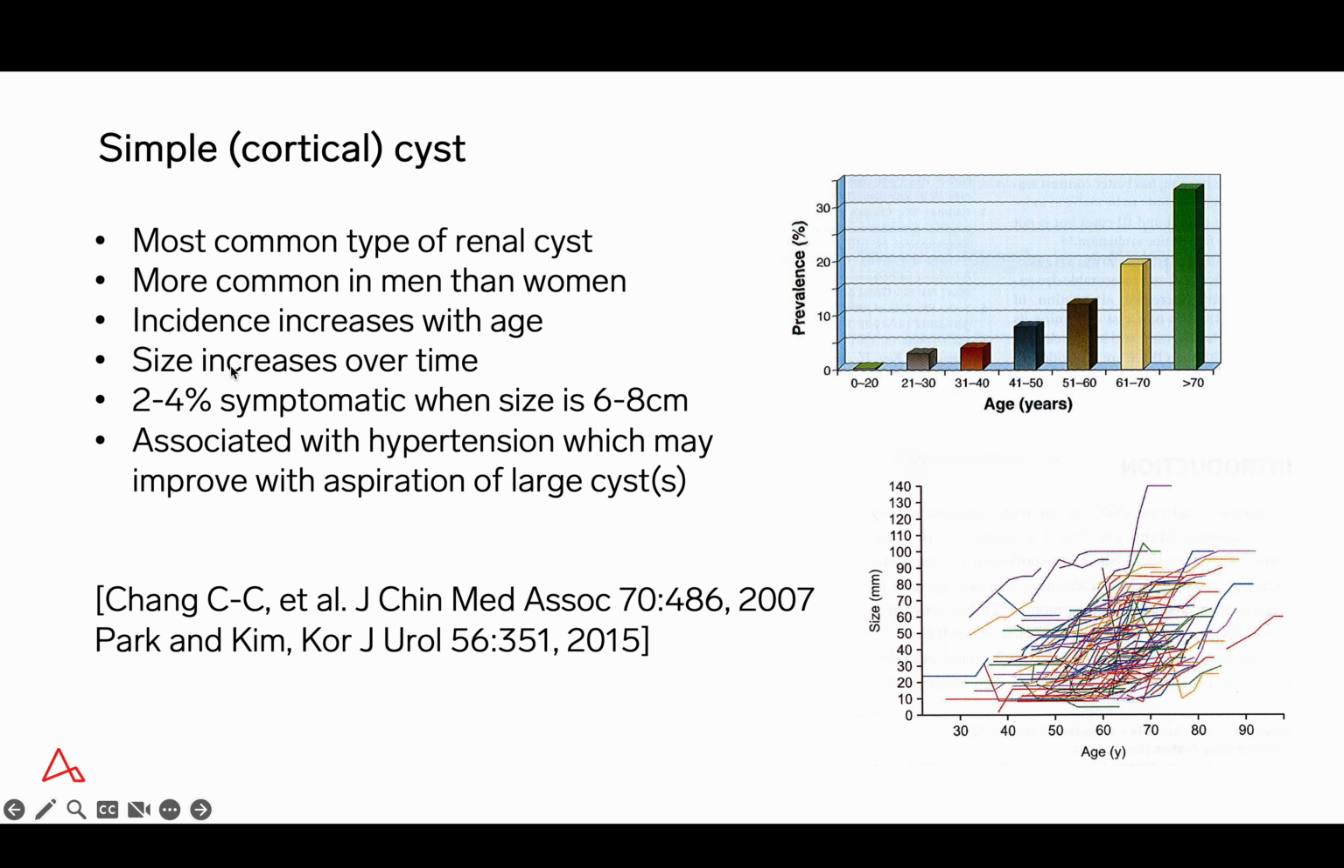Simple cysts tend to increase over time, and this is shown in this graph here, where we have age at the bottom, size in millimeters, and you can see in most cases, simple cysts progressively increase with age. Fortunately, most simple cysts are asymptomatic, but in 2 to 4% of patients, symptoms will occur. They are namely flank pain and sometimes hypertension, and this occurs when cysts become very large, in the 6 to 8 centimeters range. In those associated with hypertension in a single cyst, sometimes aspiration of the cyst will lead to resolution of the hypertension.